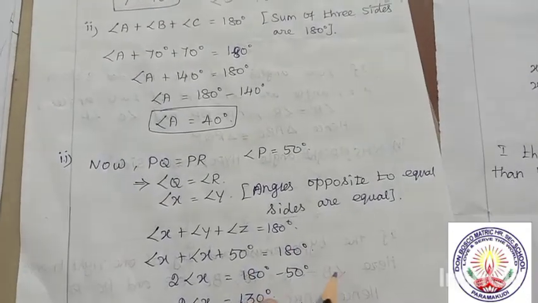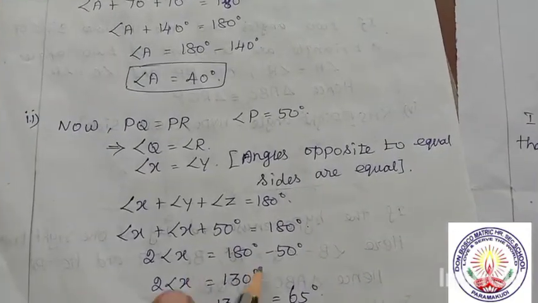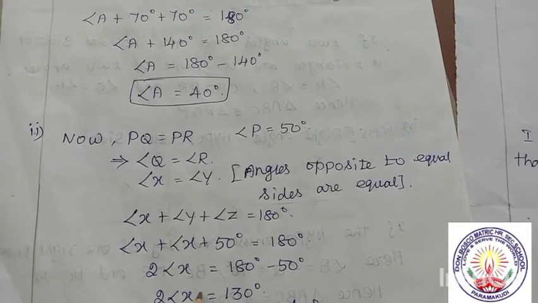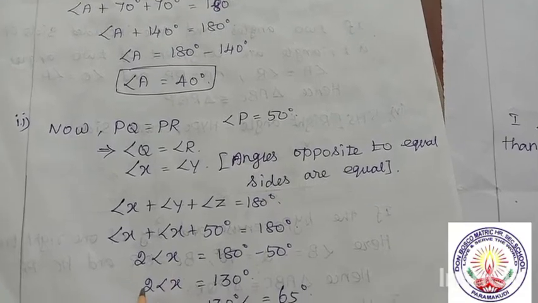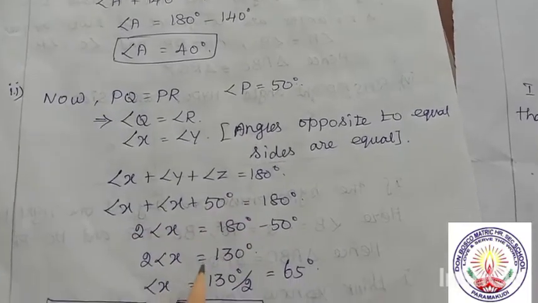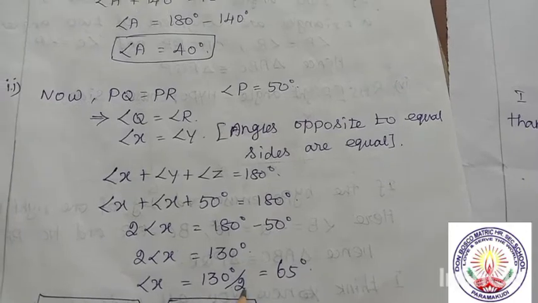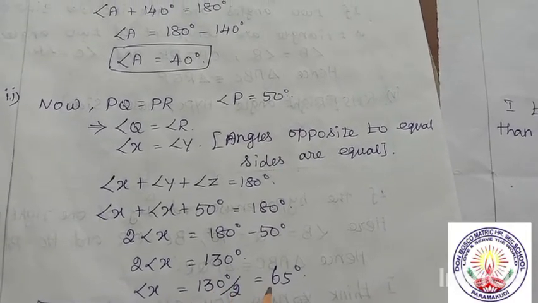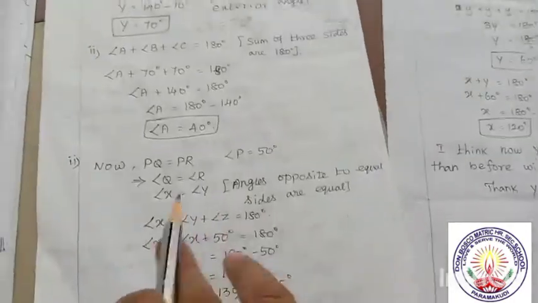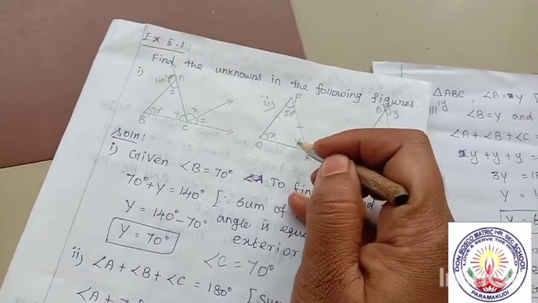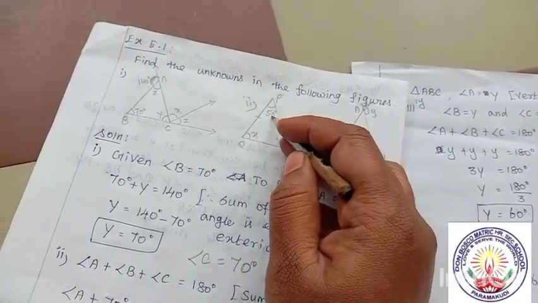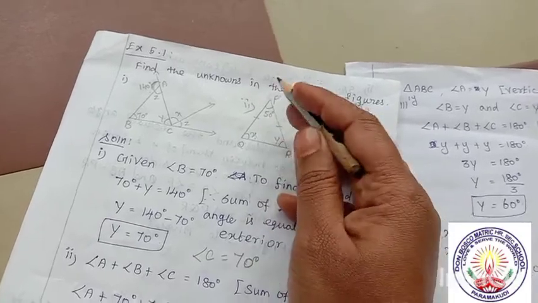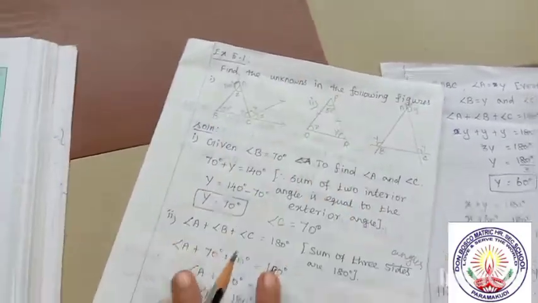The 50 degree going to the opposite side becomes minus, so 180 degree minus 50 degree is 130 degree. 2 angle x is equal to 130 degree. To find the value of x, multiplication on the opposite side goes to divide. 130 degree divided by 2, therefore x value is equal to 65 degree. X value is 65 degree, and the same means y value is also 65 degree. 65 plus 65 is 130, 130 plus 50 is 180 degree. So the sum of three angles is equal to 180 degree.